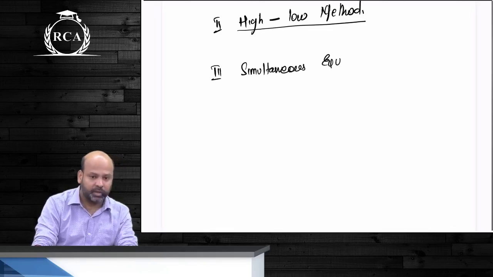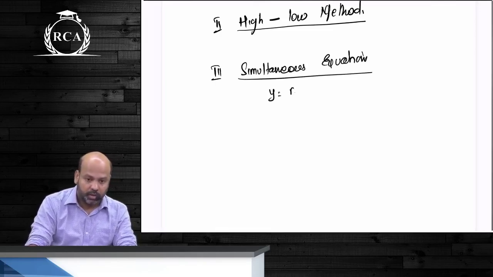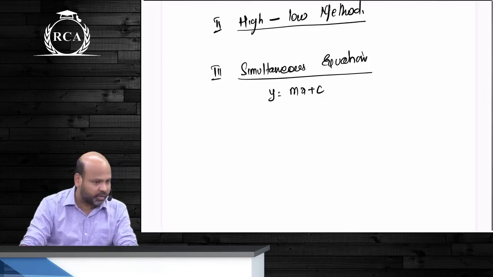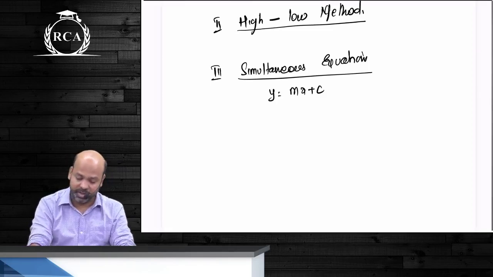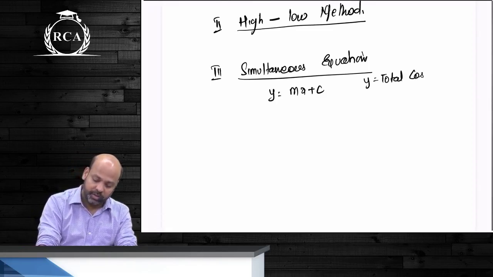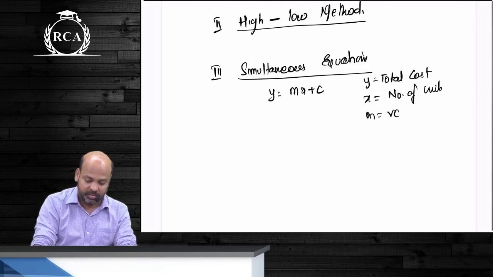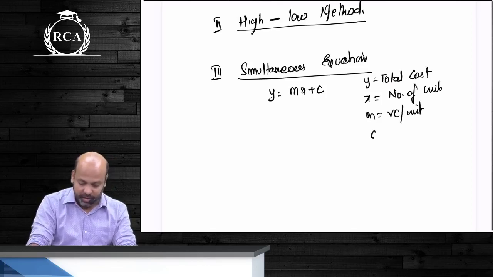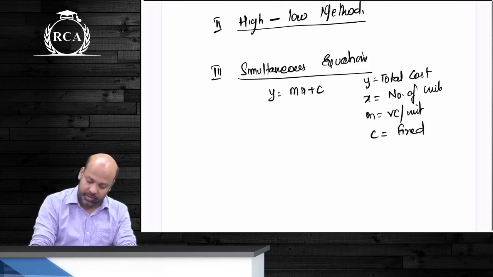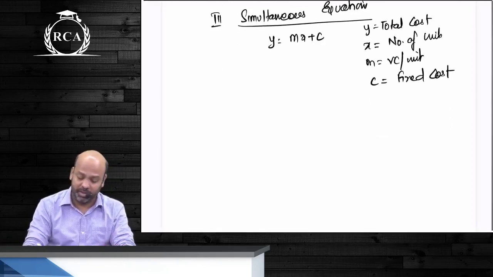Y is equal to mx plus c, guys. So Y here stands for total cost. X is the volume, m is the variable cost per unit, and C stands for your fixed cost. You do not like Y is equal to mx plus c, beta. Write it however you like, what difference does it make?